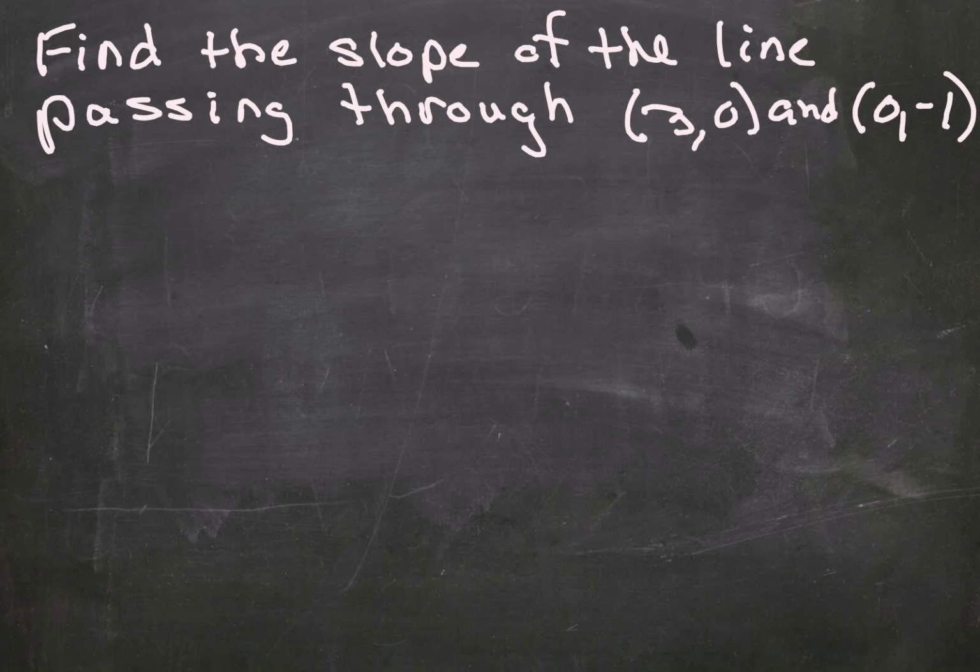Okay, let's find the slope of the line passing through (3, 0) and (0, -1). So what I'm trying to find, again, is the slope of the line that goes through these two points.